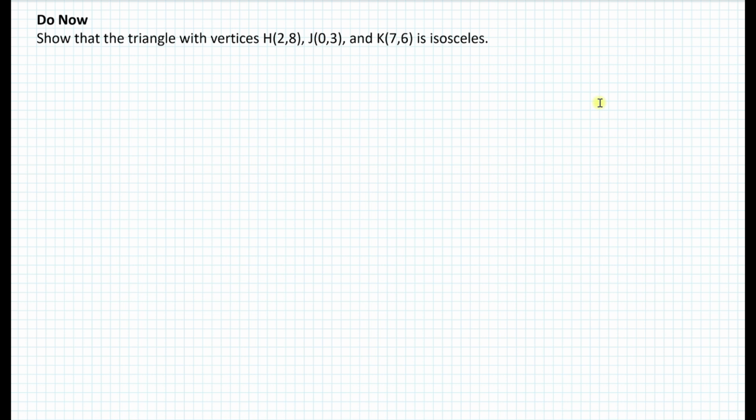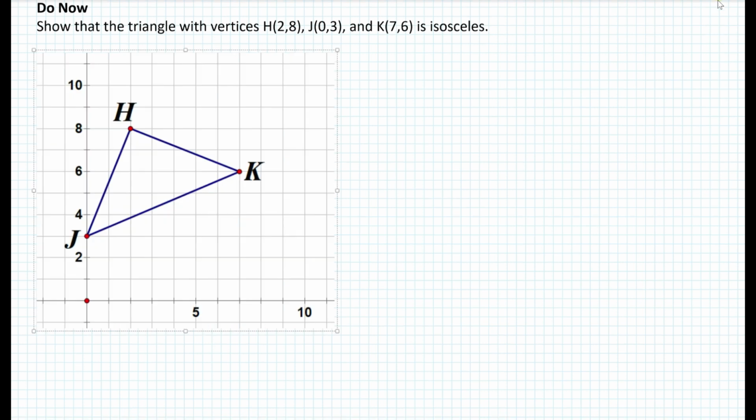For today's do now, show that the triangle with vertices H (2, 8), J (0, 3), and K (7, 6) is isosceles. So let's first graph it and look at it. If you plot the points H, J, and K and then connect them with segments, it looks like this, as shown in the figure, okay?